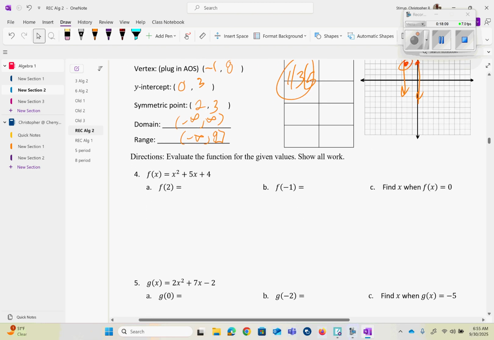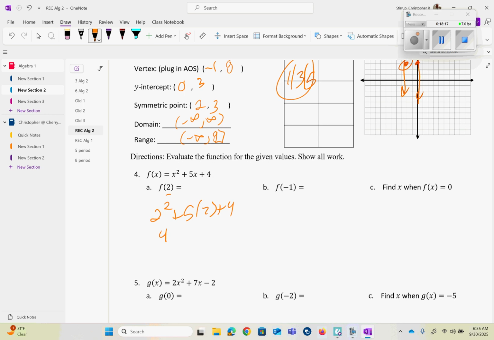All right, then we want to evaluate these. So what this means is I'm going to plug 2 in for x and solve it. So that's going to give me 4 plus 10 plus 4. That's 14 plus 4, that's 18. I'll plug negative 1 into the same equation. So that's going to give me 1 minus 5 plus 4. So 1 minus 5 is negative 4. That's going to give me 0.